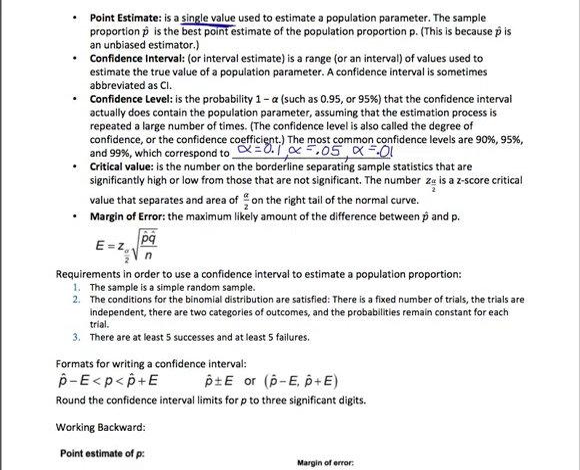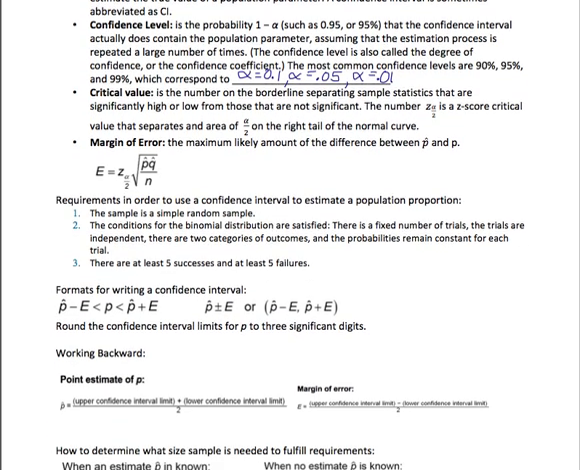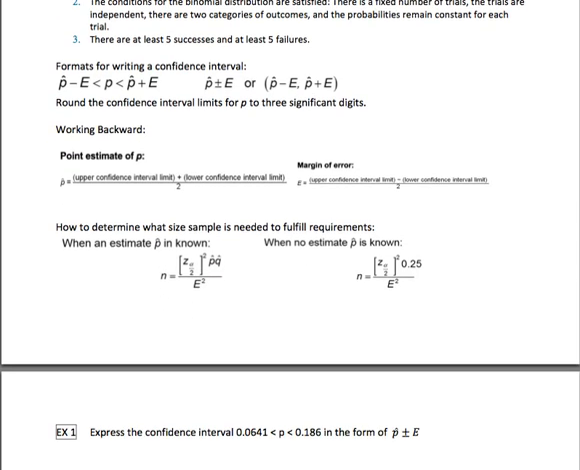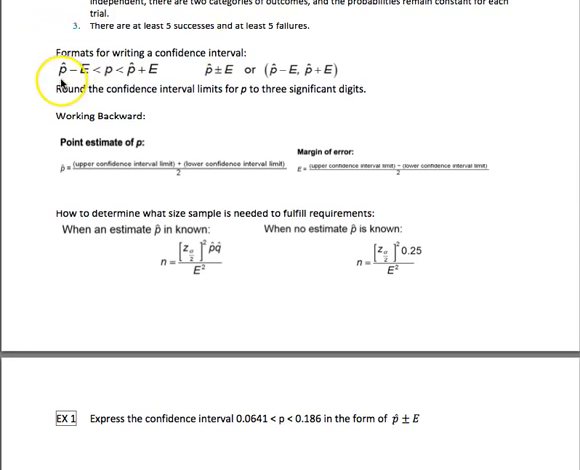When we write a confidence interval, there are 3 different ways to do so. We have inequality format. We have, we usually just call this p hat plus or minus e format. And then this last one is interval format. This is interval, it goes by its own name. This would be the inequality format.